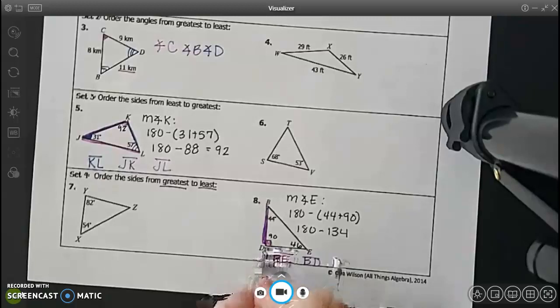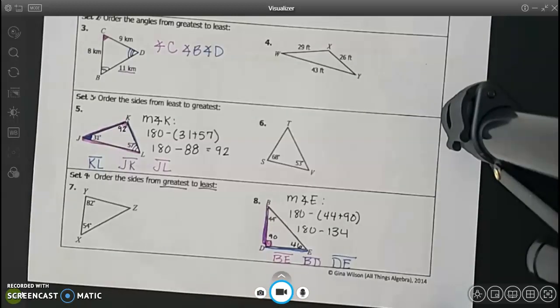So when you're doing your homework and the assessment, just make sure that you're paying attention to least to greatest, greatest to least, and refer back to these notes if you have any questions.